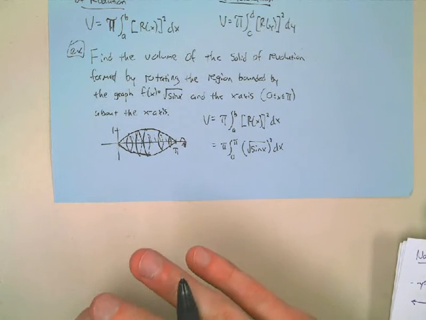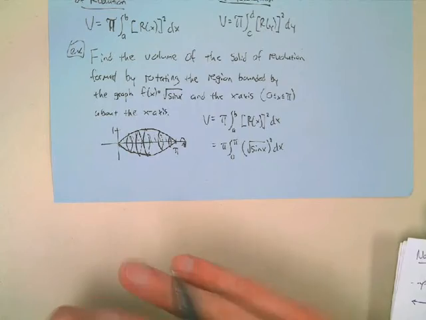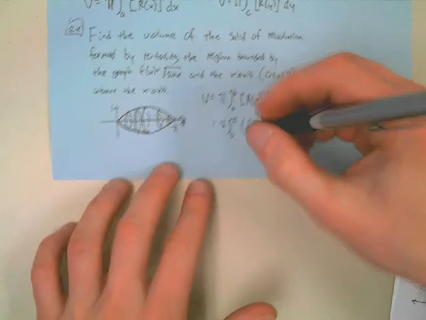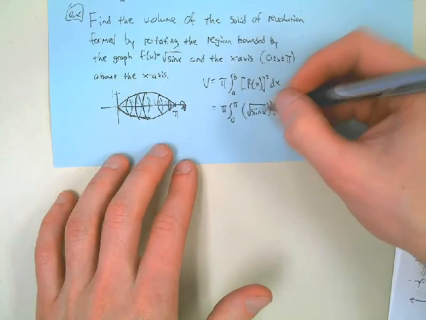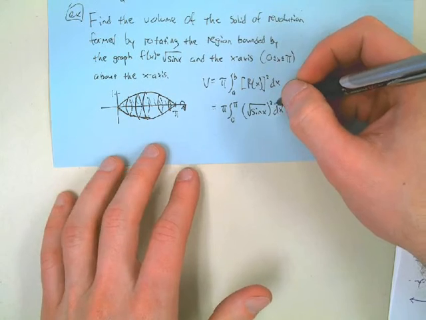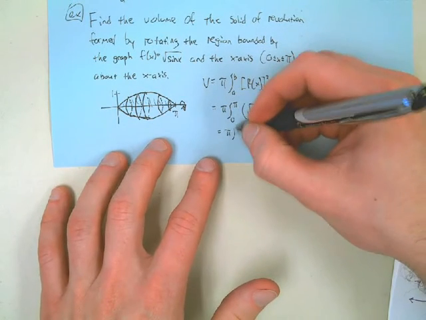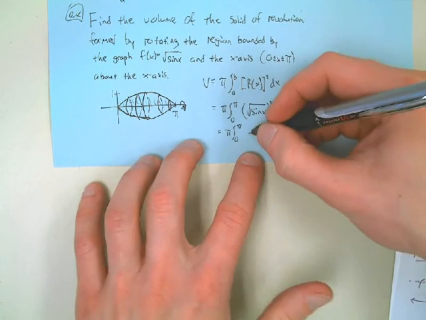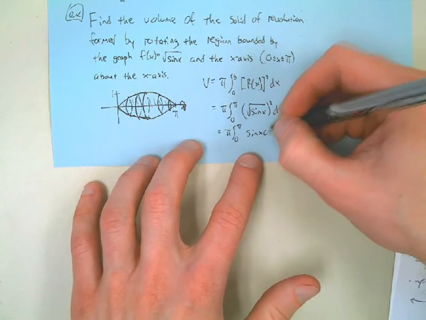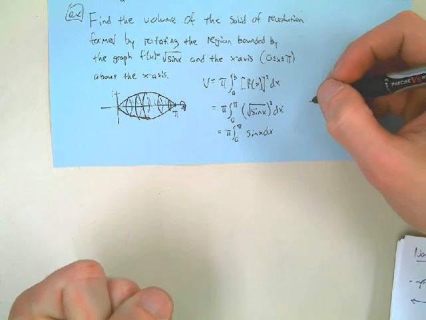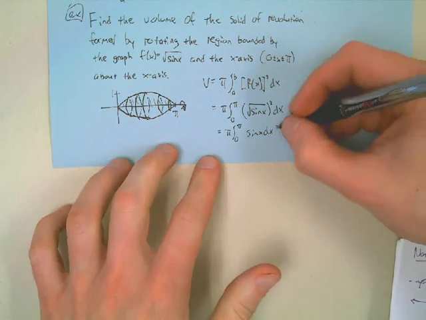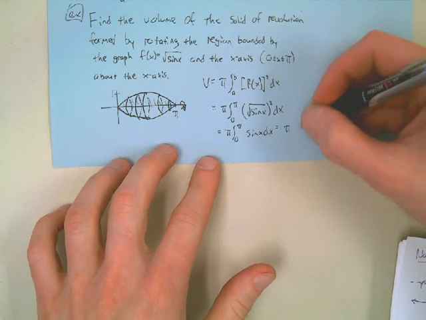All right, so this is pretty easy. What's the square root of sine of x squared? Just sine of x. And so we have pi times the integral from 0 to pi of sine of x dx. What's the integral of sine? Negative cosine. So we have pi times negative cosine of x plus c, I guess we'll throw it in there, from 0 to pi.